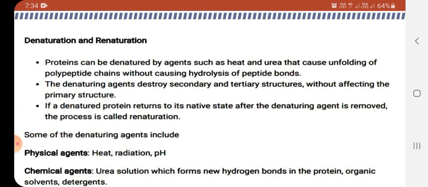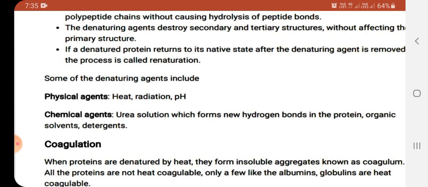Denaturation agents destroy the secondary and tertiary structure without affecting the primary structure. If a denatured protein returns to its native state after the denaturing agent is removed, the process is called renaturation. Some of the denaturing agents include physical agents like heat, radiation, pH, and chemical agents like urea solution, which forms a new hydrogen bond in the protein, organic solvents and detergent.